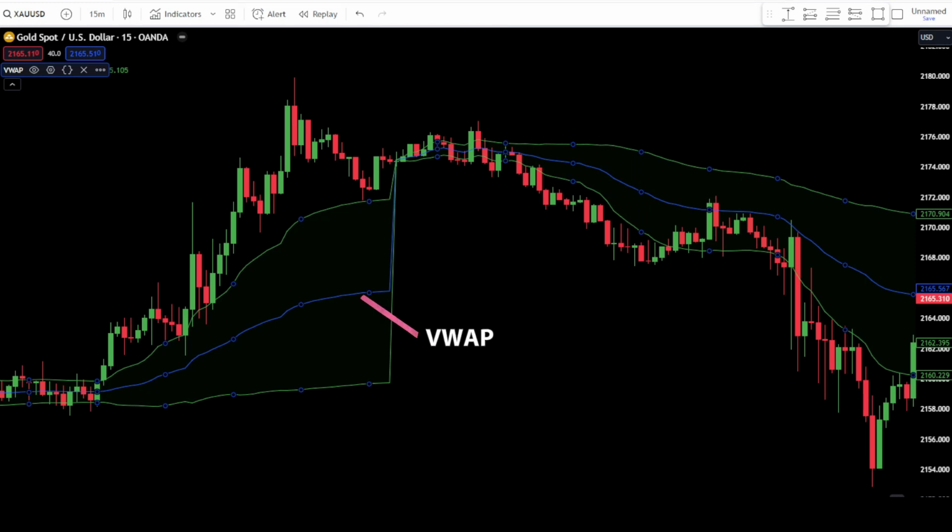The middle line on this indicator is the VWAP line, and the line above the VWAP line is the upper band. Meanwhile, the line below the VWAP line is the lower band. If the price candlesticks are above the VWAP line, it indicates a bullish trend, and your focus should be on finding the best points to place buy orders. Conversely, if the candlesticks are below the VWAP line, it indicates a bearish trend, and your focus should be on finding the best points to place sell orders.